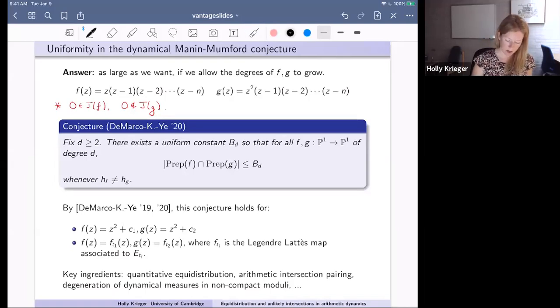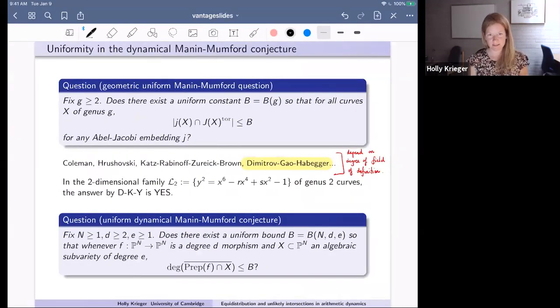And I should say, since I want to remove that algebraic assumption, this holds whenever C1 is not equal to C2. They don't have to be algebraic. And similarly, we know this conjecture holds whenever T1 is not equal to T2 for that Legendre-Lattès map, that there's a uniform upper bound on the number of common preperiodic points. And so this uniform question in the dynamical Manin-Mumford, because of course that could be translated to a question about the points on the diagonal for the associated split map of P1 cross P1, is a natural generalization of what happens back in the classical setting.